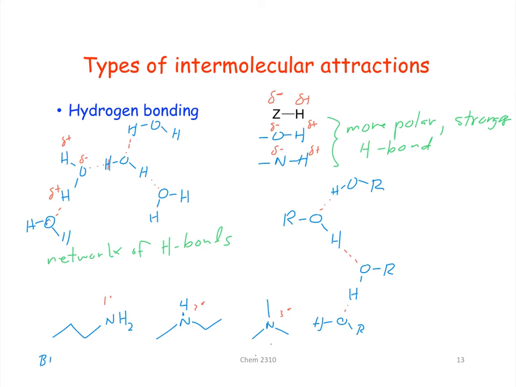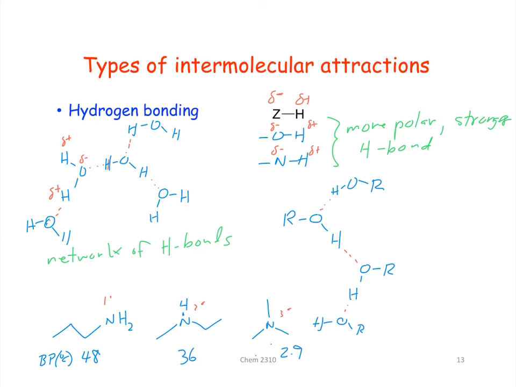Okay, so the boiling points of these are 48. Okay, these are all in degrees Celsius. 48. What about the secondary? 36 and 2.9. So look at it's going down.